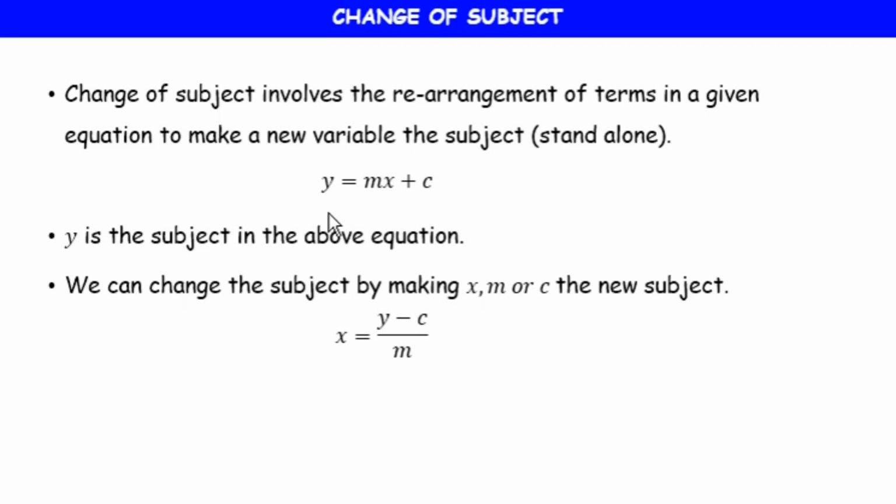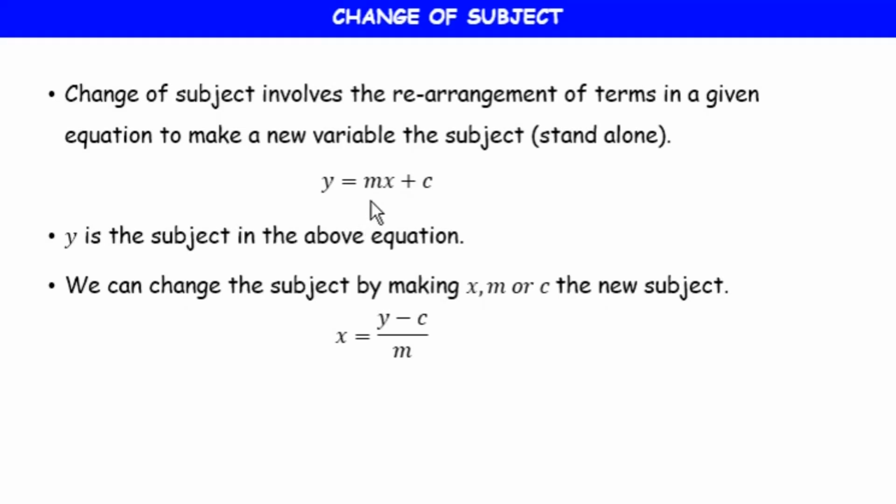So that is more of change of subject. I just want to give you a general overview of what change of subject is all about. Change of subject simply means making another variable stand alone. You see here Y is standing alone. So for instance, let's make X stand alone instead of the Y. Let's rearrange the equation such that instead of letting Y stand alone, we let X stand alone.